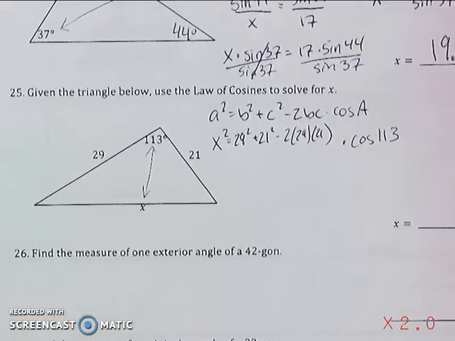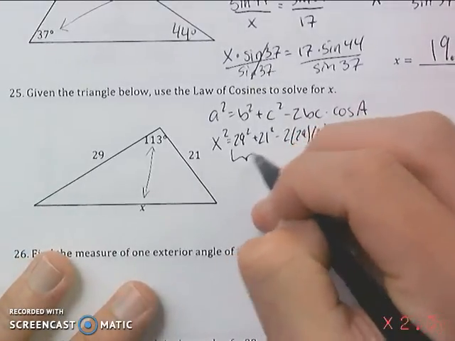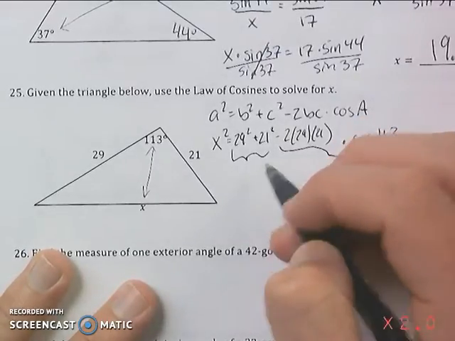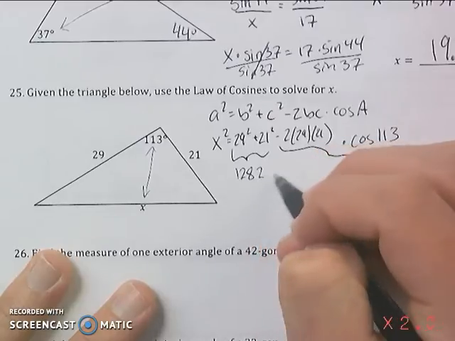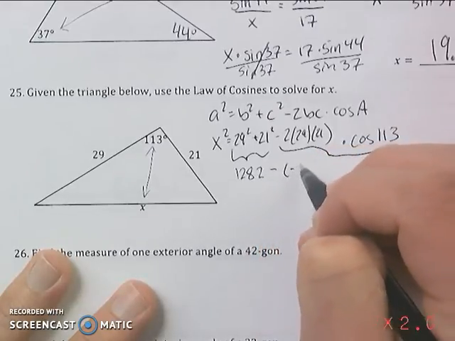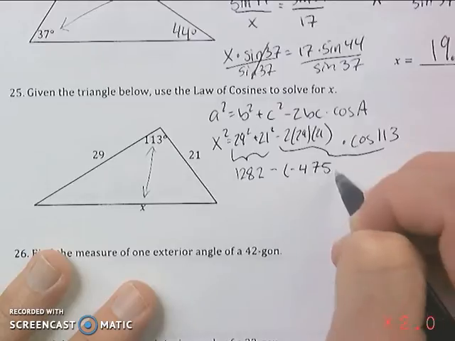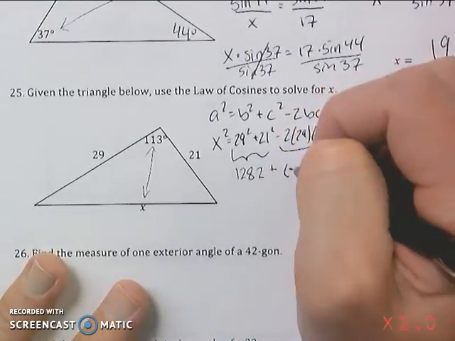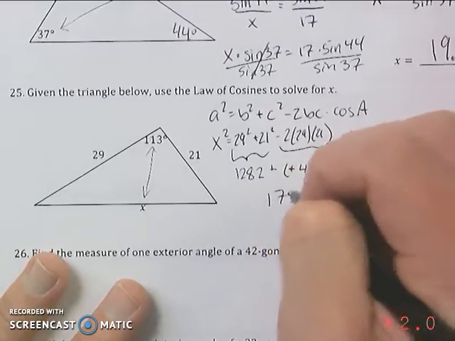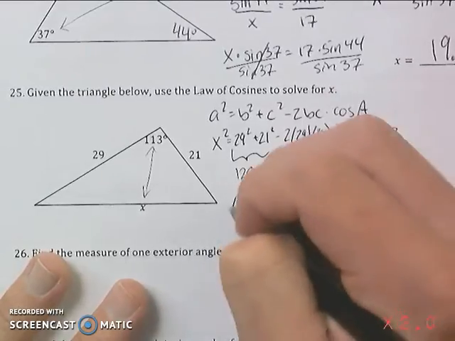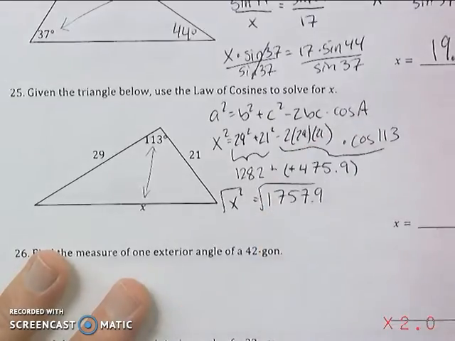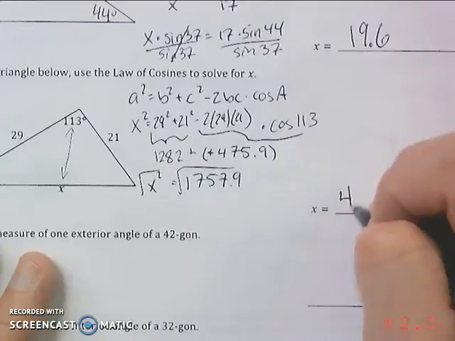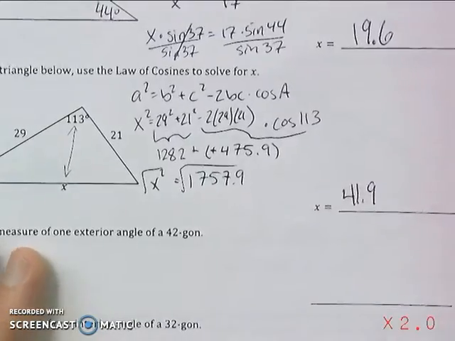So there it is. Now we just kind of calculate. I like to calculate this part first and then that part secondary, and then combine them at the end. So if I do that, this is 1282 minus a negative 475.9. Okay, so two negatives right there make a positive, and I end up with 1757.9 equals x squared. Take the square root of it, and we are going to end up with about 41.9. Okay.